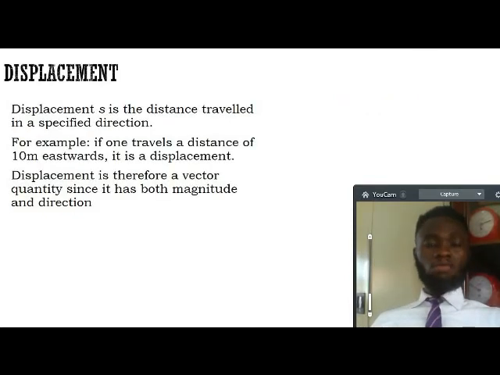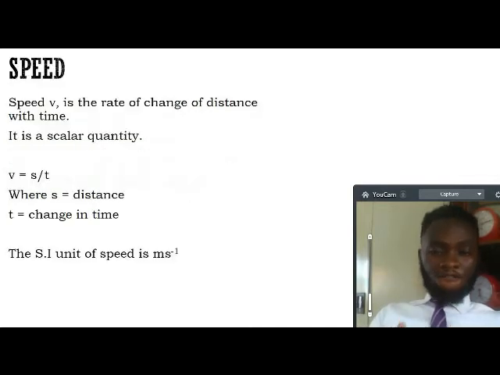Now, let's talk about displacement. We say displacement is the distance traveled in a specified direction. For example, if someone travels a distance of 10 meters eastward or southward or northward, it is a displacement. Why? Because it has direction and distance traveled. So we refer to this as what? Vector quantity, because it has magnitude and direction.